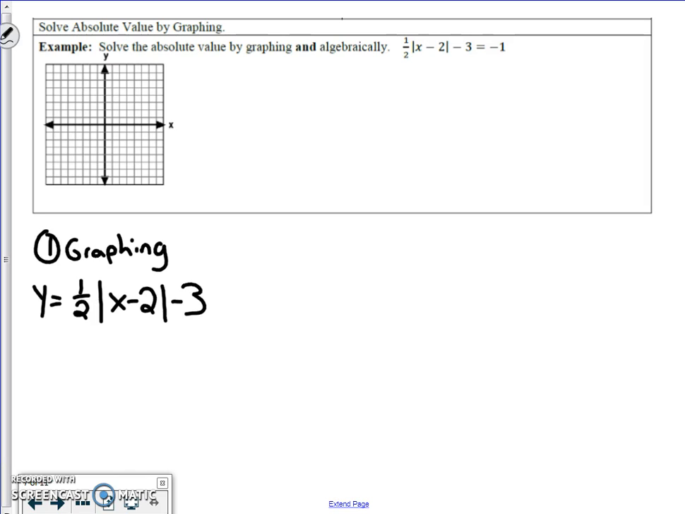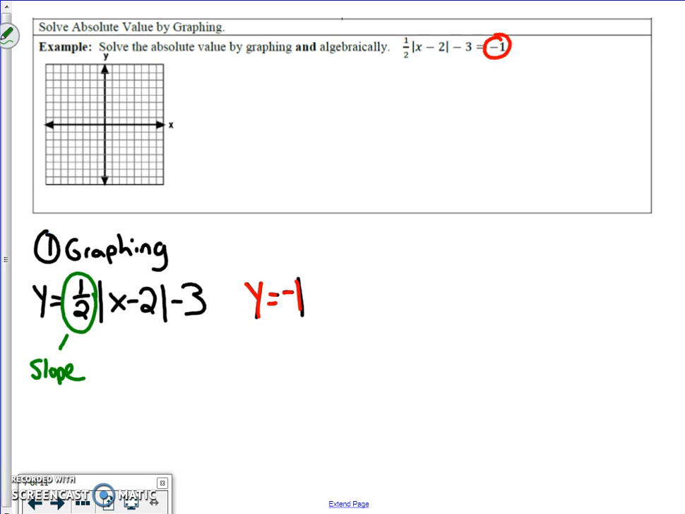The second one we're going to graph is y is equal to -1. This comes from the fact that the equation was originally equal to -1. We're going to graph this now, and the intersection will be the solution. So looking at this equation, I see that 1/2 is my slope.